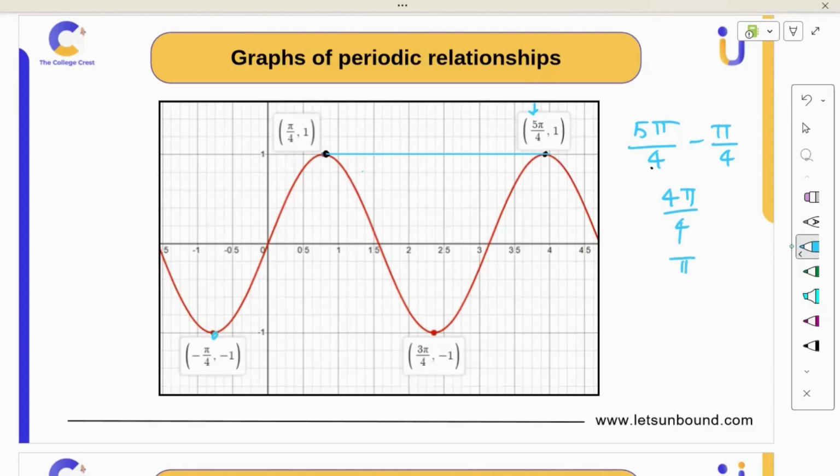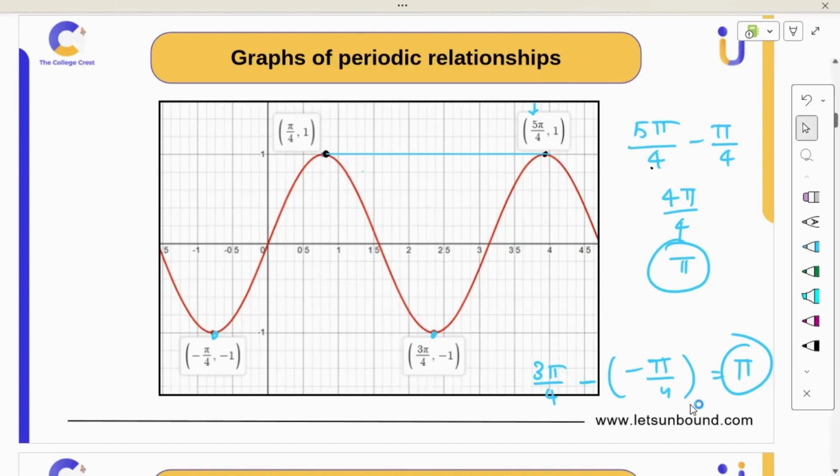Or you can just take the minimum points. That also you can do. 3 pi by 4 minus of minus pi by 4, and if you simplify this, again pi. So maximum or minimum points work, but sometimes there might be cases where this cannot be applied. It will not be that easy to apply this, and we will see that in questions when we are solving problems. So, very basic thing.